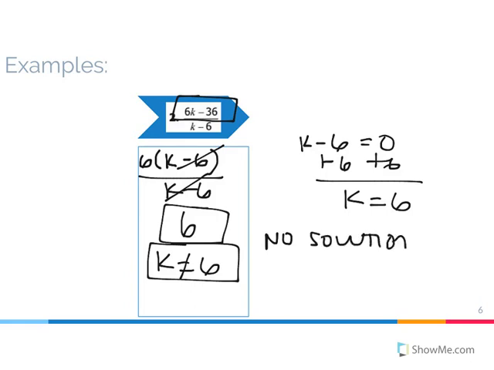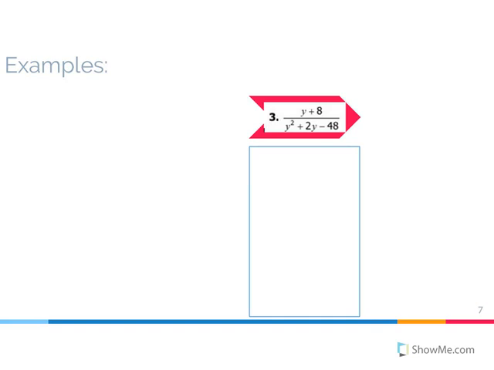Now on your homework, you may or may not have to be checking for a solution, so you would just be giving me this answer. For our next example, we have a binomial being divided by a trinomial. On the top, I cannot simplify that, so I'm just going to rewrite the y plus 8 over whatever we're going to factor.